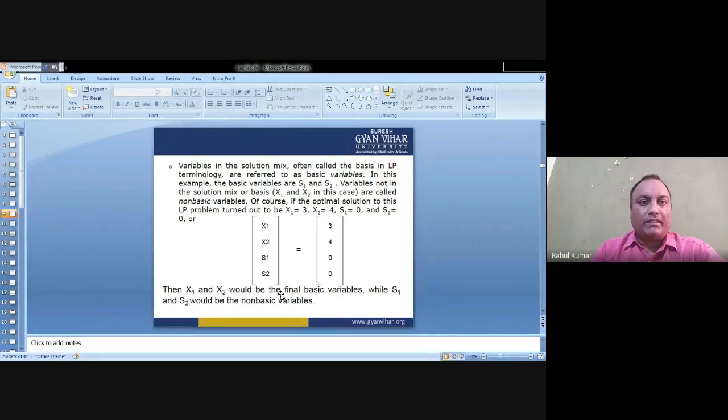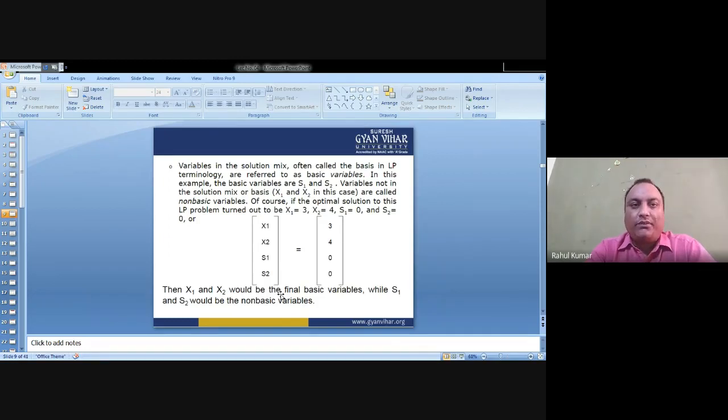The variables in the solution mix are referred to, in linear programming terminology, as basic variables. In this example, the basic variables are S1 and S2, and the variables not in the solution mix, X1 and X2, are called the non-basic variables.